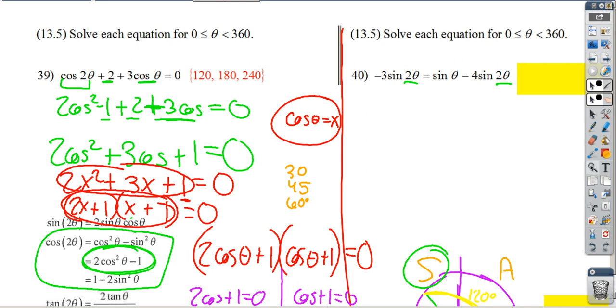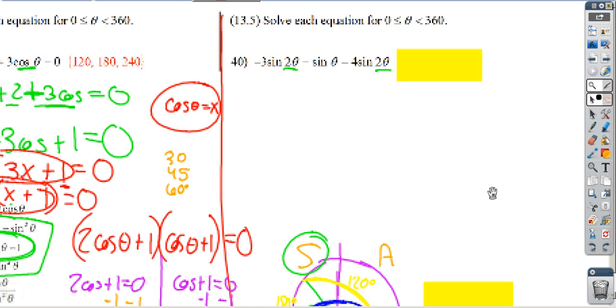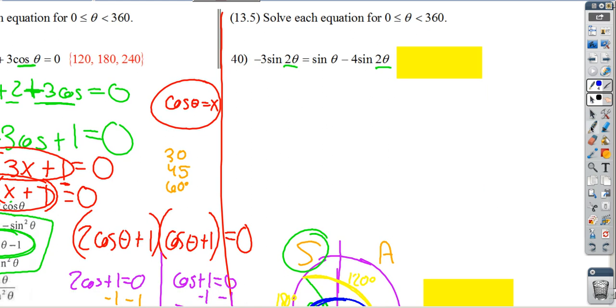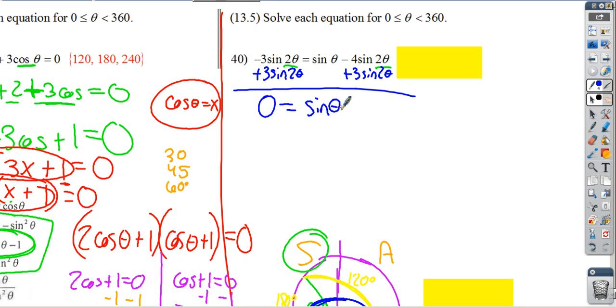Okay, this one right here, number 40. We again have a double angle. Let's start by combining these like terms here. That's always a good first step. So plus 3 sine 2 theta plus 3 sine 2 theta. So now this is 0 equals sine theta. Negative 4 plus positive 3 is negative 1.